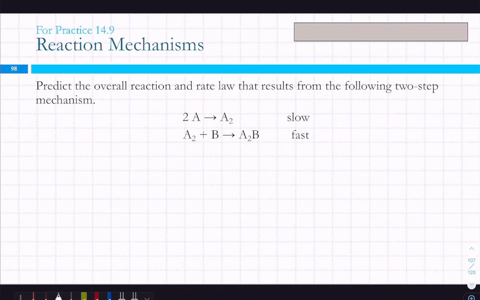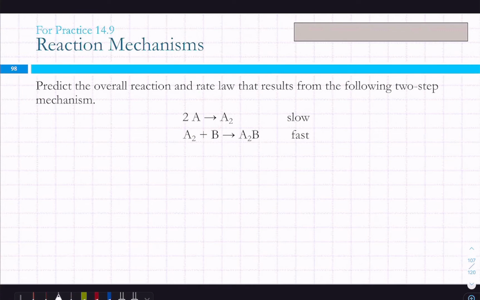But for this one, let's predict an overall reaction and rate law that would result from the following two-step mechanism. So first thing to check, is the slow step the first step, or is it a different step? The first step is the slow step. So that makes it easier, because that means that this is going to be the rate limiting step. So we can write our rate law based on that slow step and not have to do all of the math and equal rates and equilibrium stuff.